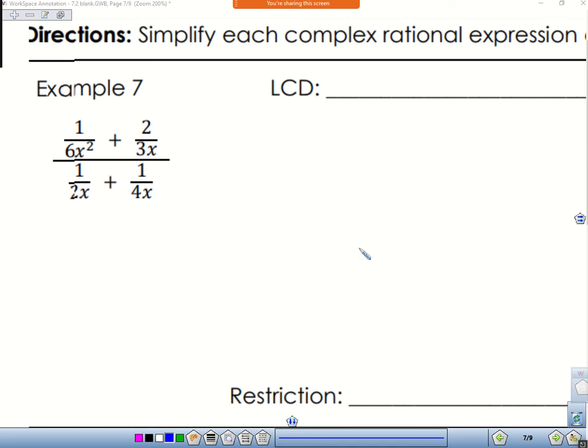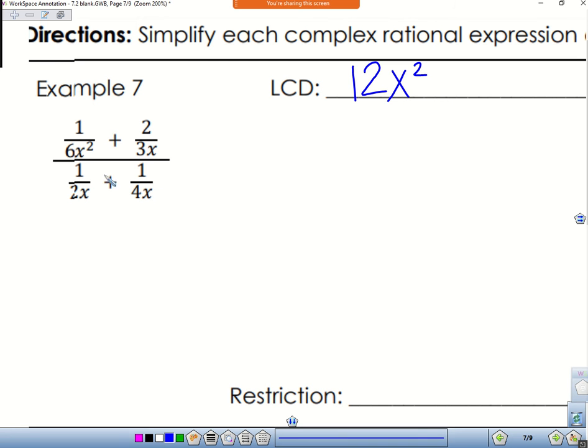So we have to find our LCD. Basically, what number do all of these numbers divide evenly into? 6, 3, 2, and 4. What number can you think of that they all can divide into? 12. That's part of our LCD. Once you identify the number portion, which one has the largest power on the exponent? X squared. That's your LCD.